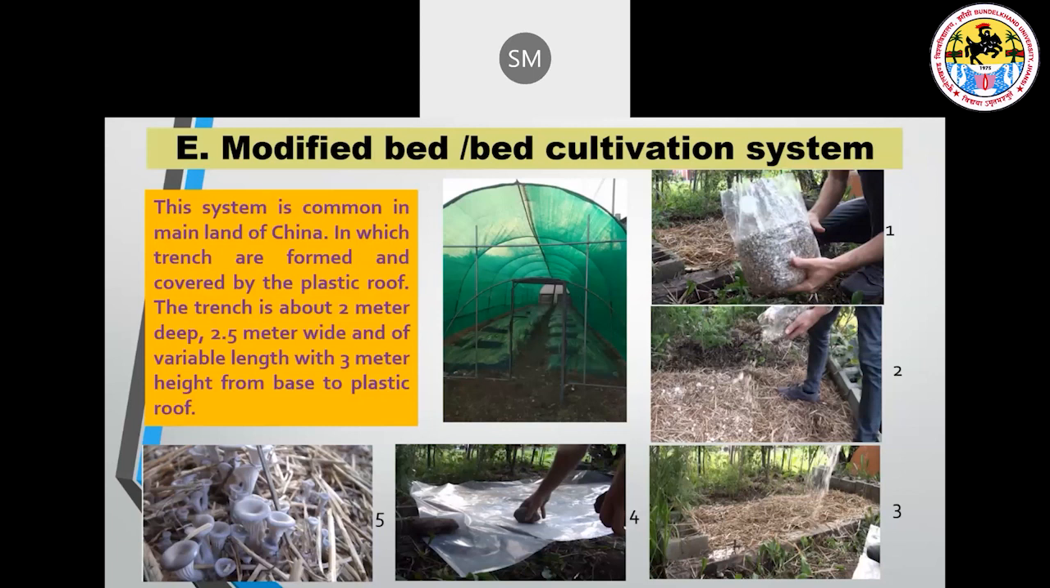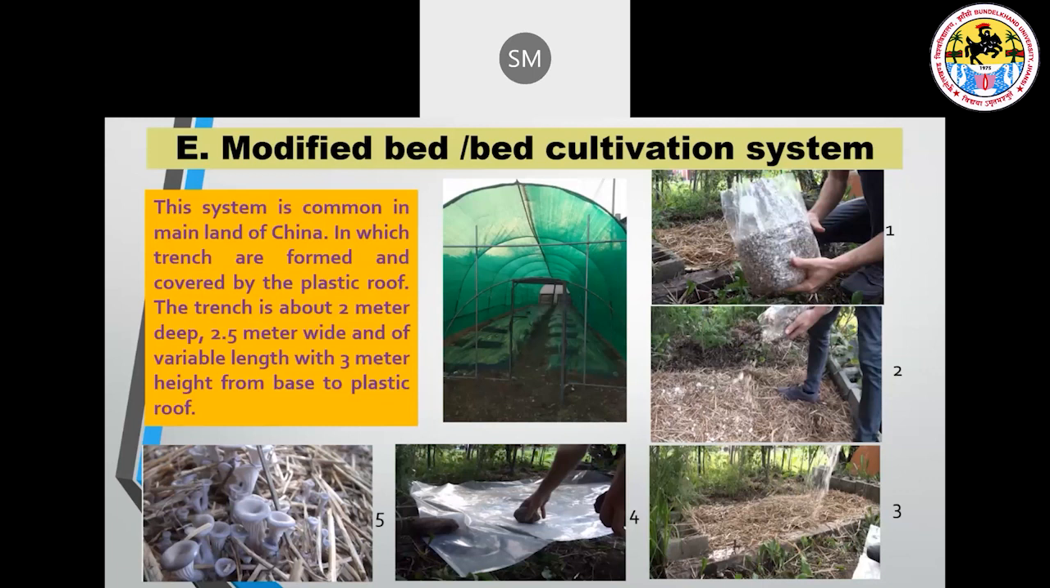You can see in the picture that up to two-thirds of the height, there is a trench submerged basically in the ground, and the other portion of the polythene sheet, polythene tunnel, is basically just out of the ground. So this facilitates a stabilizing effect. This stabilizes the climatic conditions properly.